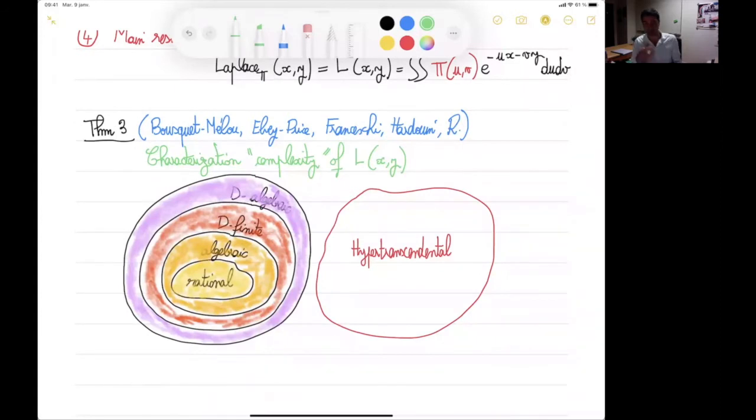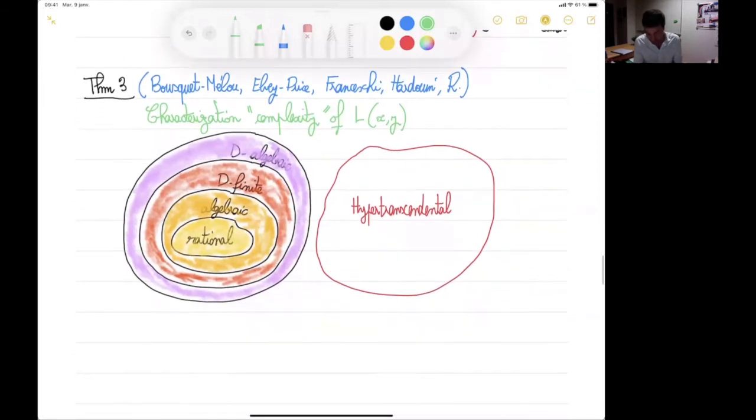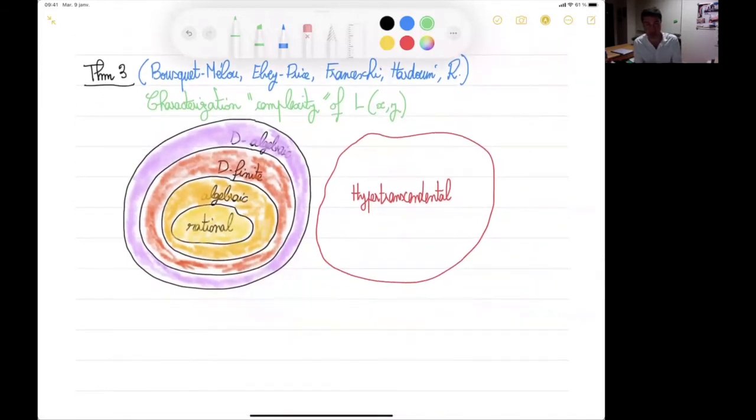And so we wanted to give, as I said before, a generalization of Dicker and Moriarty results, but looking at this Laplace transform, and we wanted to measure the complexity, even if it's not very precise now, of this Laplace transform L. And we did it using some classes of functions, which I'm going to introduce now.